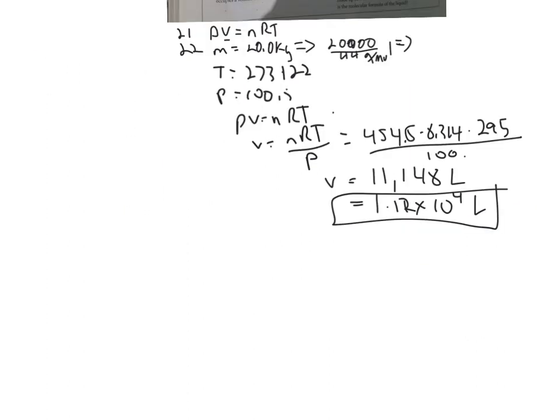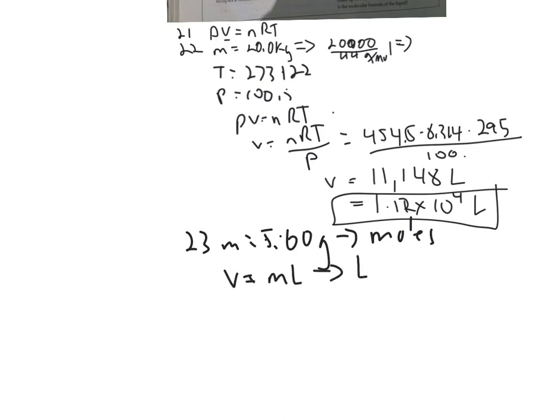Let's look at 23. So 23 gives you a mass in grams, 5.6 grams. So you're going to have to convert that to moles using the molar mass. It's nitrogen, so it's N2. So you have to do that. And then we have milliliters. So the volume needs to be in liters, so you're going to convert milliliters to liters.